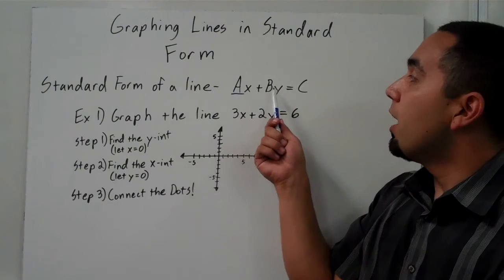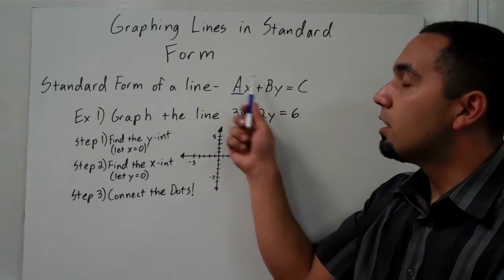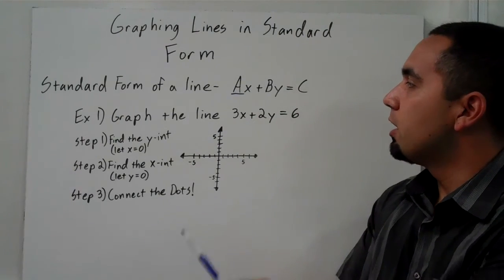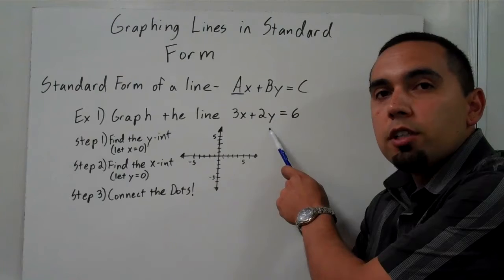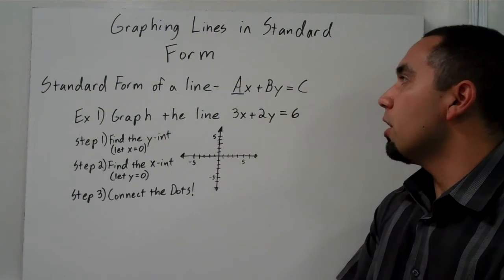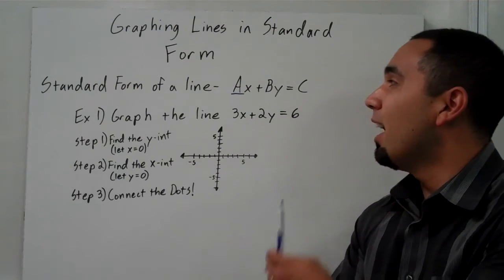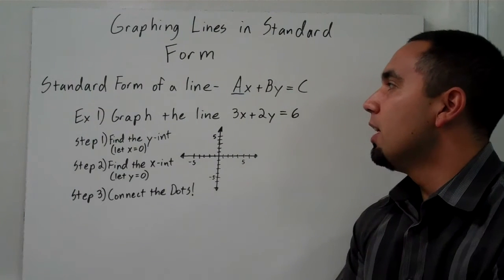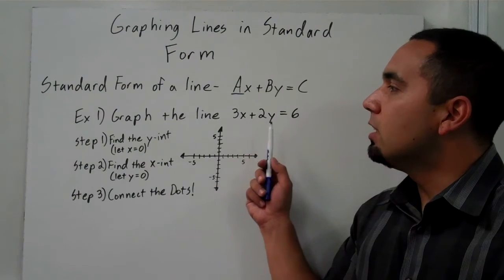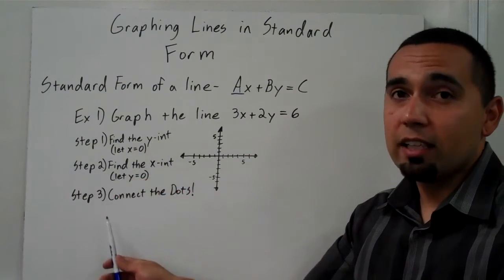Okay, so we have a, b, and c, and these can be any numbers, just like in our example right here where we have 3x plus 2y equals 6. I'm just going to graph this, and what's nice about standard form is that it makes it real easy to find our intercepts, and that's exactly what we're going to do.